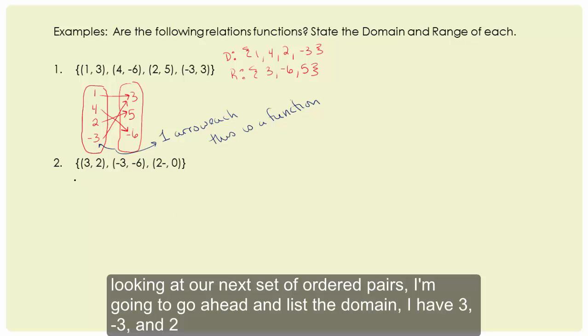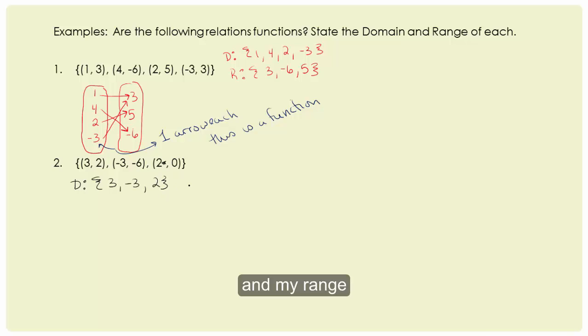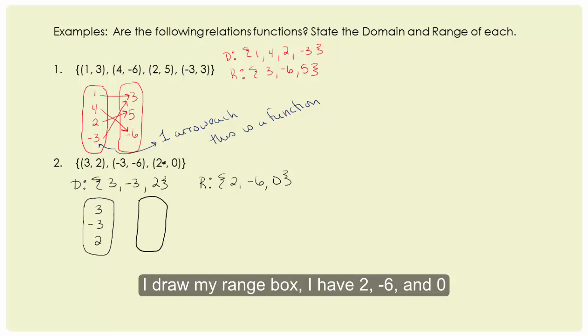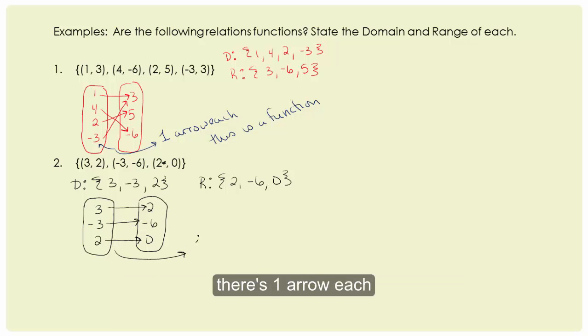Looking at our next set of ordered pairs, I'm going to go ahead and list the domain. I have 3, -3, and 2. And my range is 2, -6, and 0. If I draw my domain box, I have 3, -3, and 2. I draw my range box. I have 2, -6, and 0. I draw my arrows to indicate the relationship. There's 1 arrow each. So it is a function.